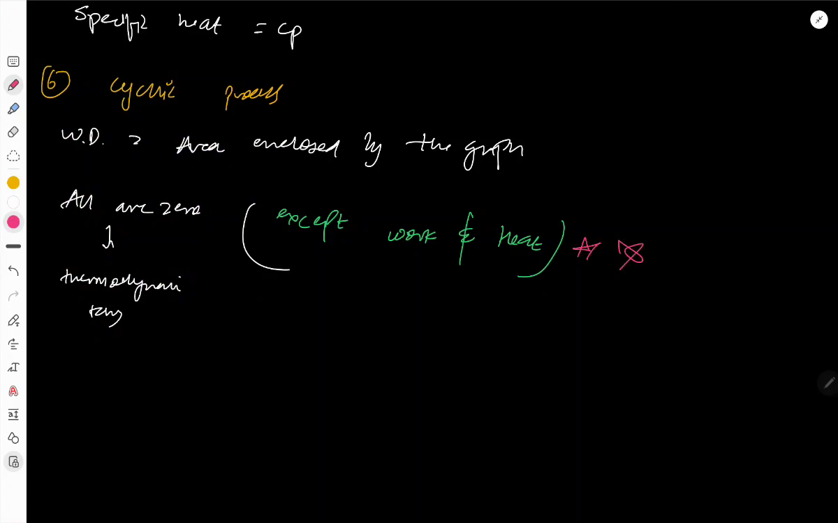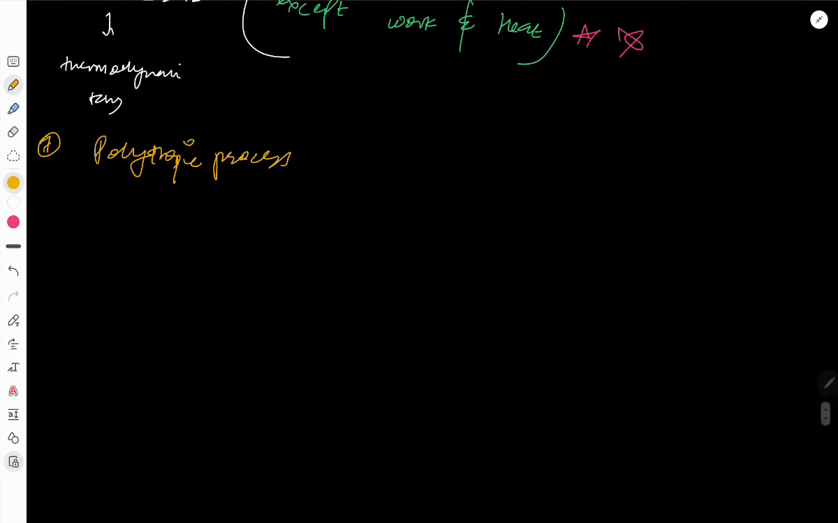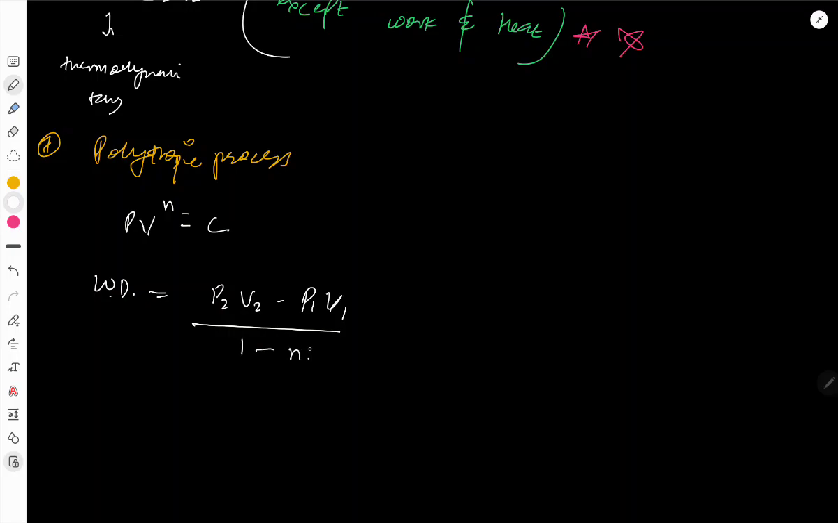And now the last process, that is the polytropic process, and in this process PV to the power n is equal to constant. Then work done will be equal to, as we just derived, P2 V2 minus P1 V1 upon 1 minus n. And with this we complete the types of processes.